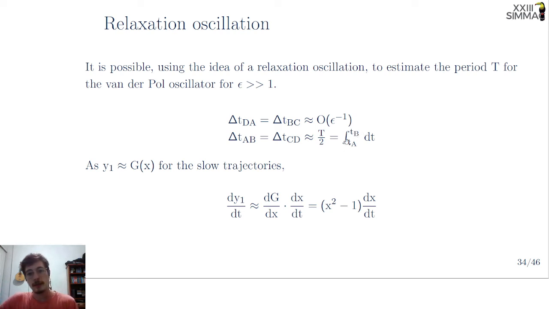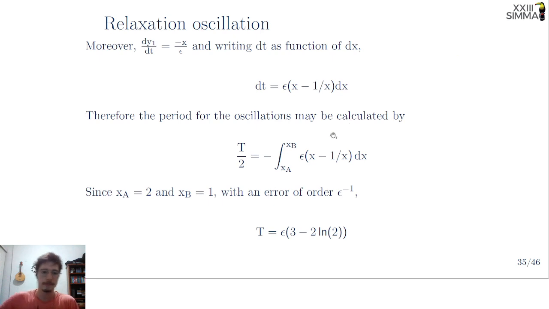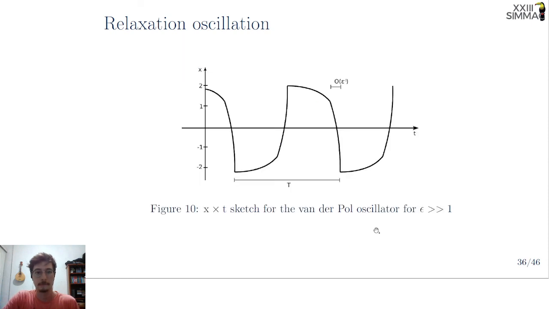Using our system, we can change this integral to an integral over x, because we know the points xa and xb. So after some calculations, we reach the period of the oscillations, with an error of order 1 over epsilon. This is just a sketch of this relaxation oscillation behavior over time.